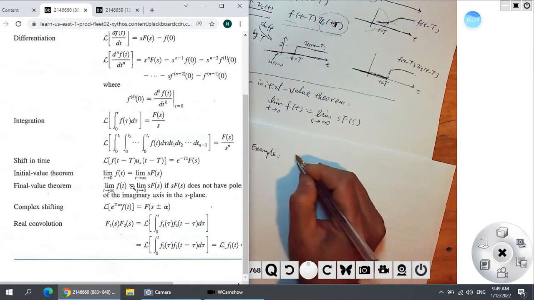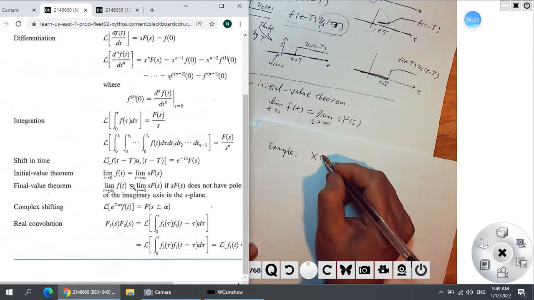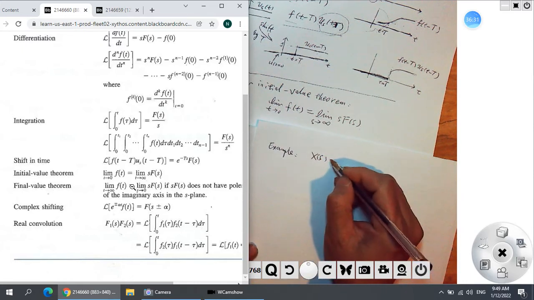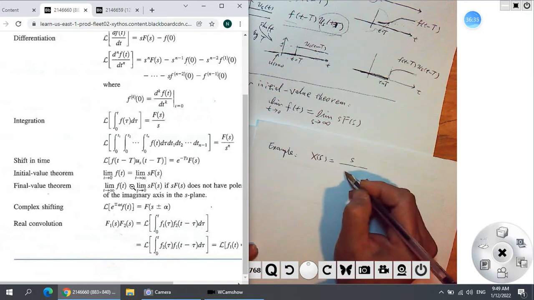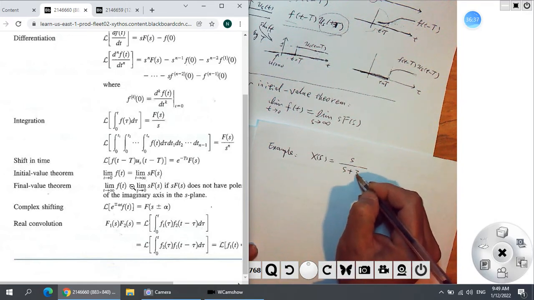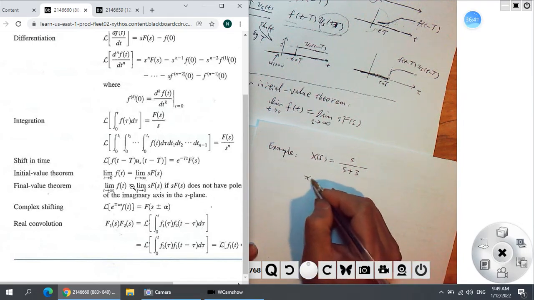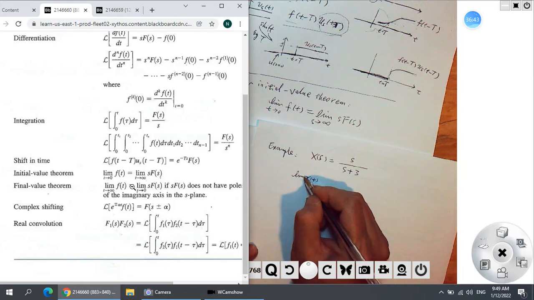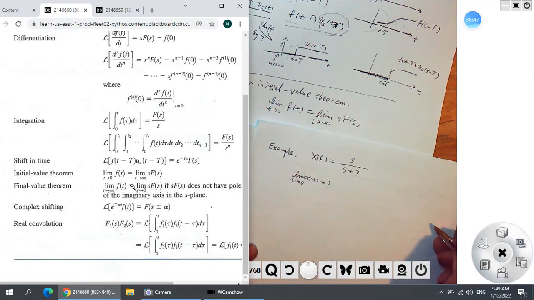I have some signal X in the s domain. X of s equals, for example, s over s plus 3. Then as for x of t, when t tends to infinity, what is this? Okay, then you can have two ways.